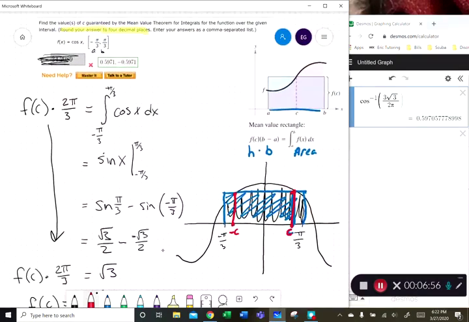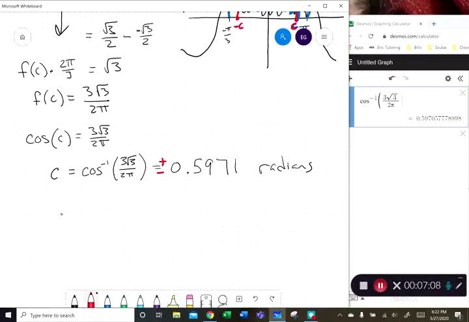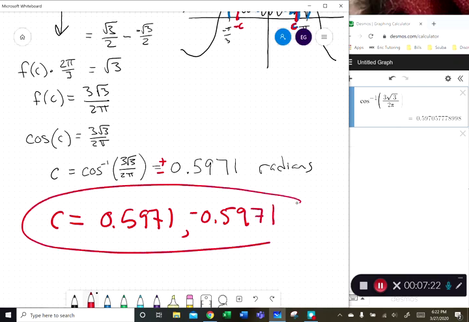If we look back at the original problem, find the value or values of c and enter your answer as a comma-separated list. So we have 2 solutions here. c equals 0.5971 or negative 0.5971. Okay, that about does it for this problem.